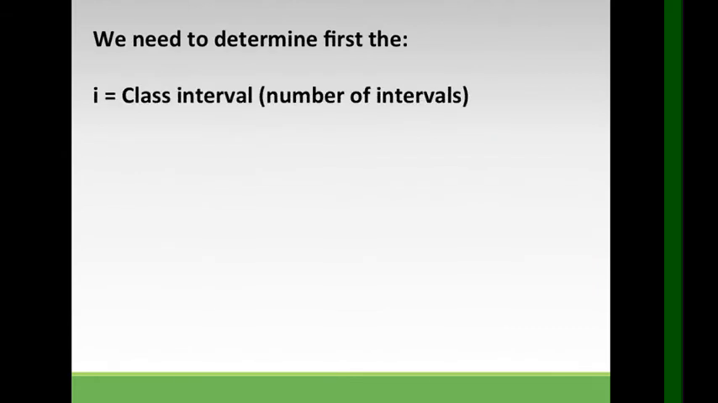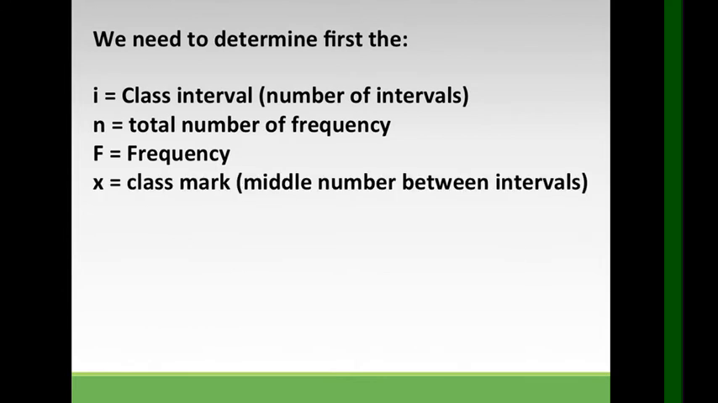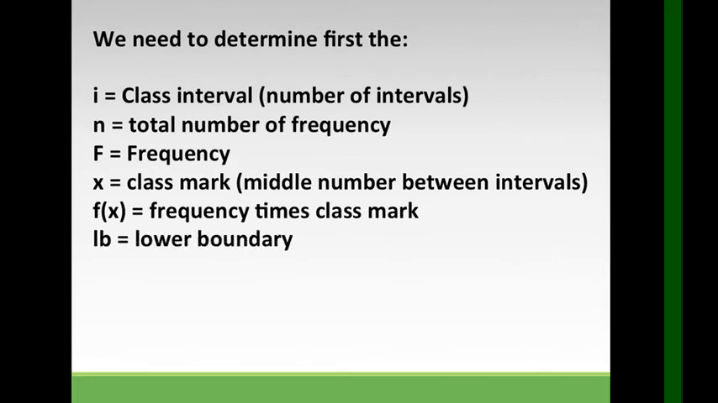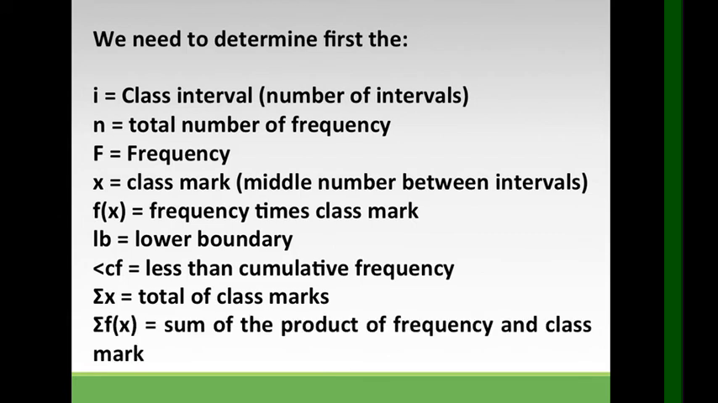So first thing to do, we need to determine the following. First is the class interval. Second is the n, the total number of frequency. Next is f, the frequency. X is the class mark or the middle number between intervals. fx is frequency times class mark. Lower boundary is the LB. Less than CF is the less than cumulative frequency. Summation of x is the total of class mark, and summation of fx is the sum of the product of the frequency and the class mark.